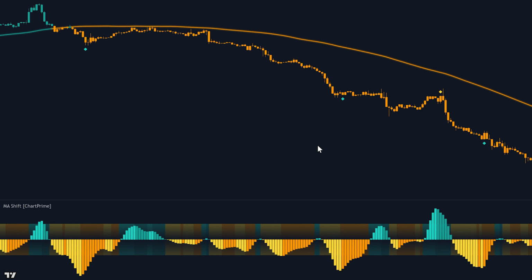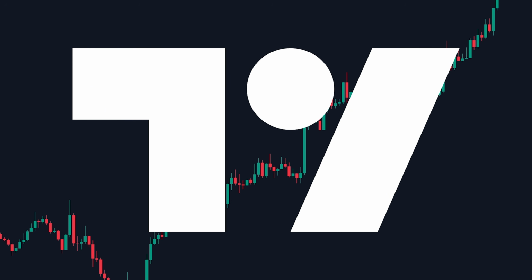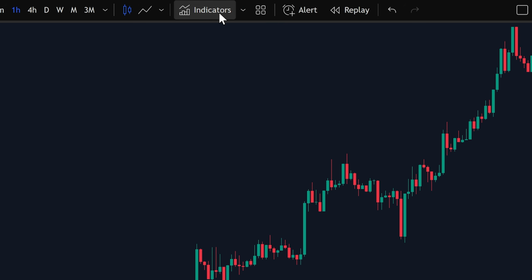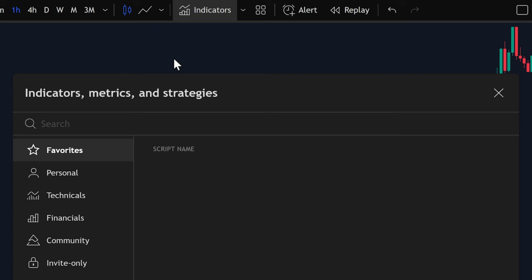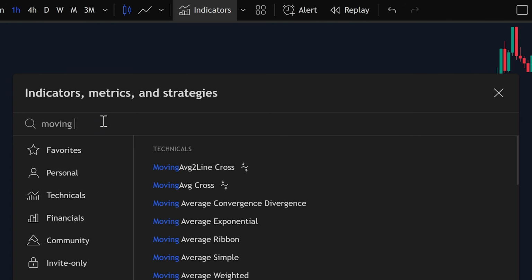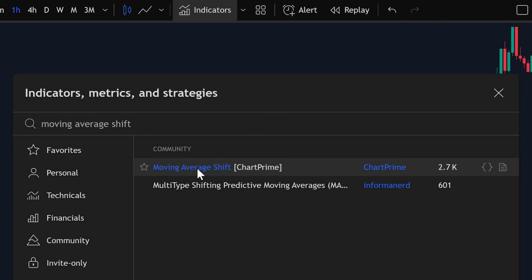To get started, open TradingView and click on the Indicators tab at the top. Then search for Moving Average Shift. It will be the one by Chart Prime. Select it and it will be automatically added to your chart. Then close the search box.